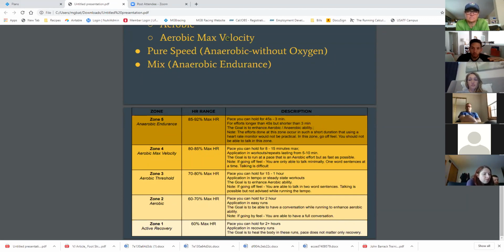And it's like, well, why don't we just do more tempo runs? Well, because we're OCR athletes, and aerobic max velocity is the most important attribute to what we do in our races. So it would be better for us to spend more time in those zones than it would be to go into threshold again.